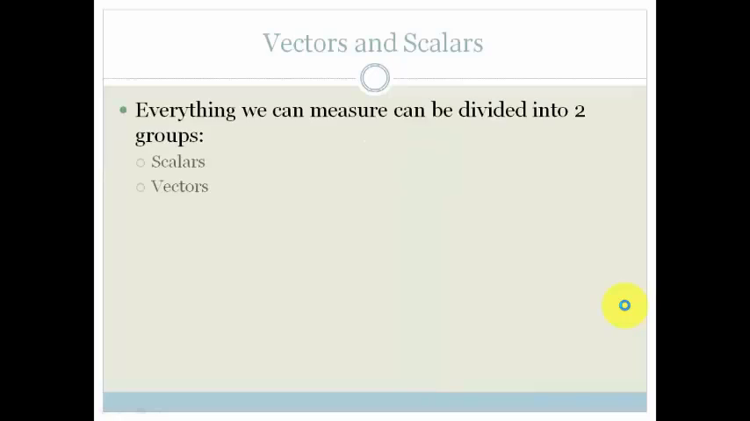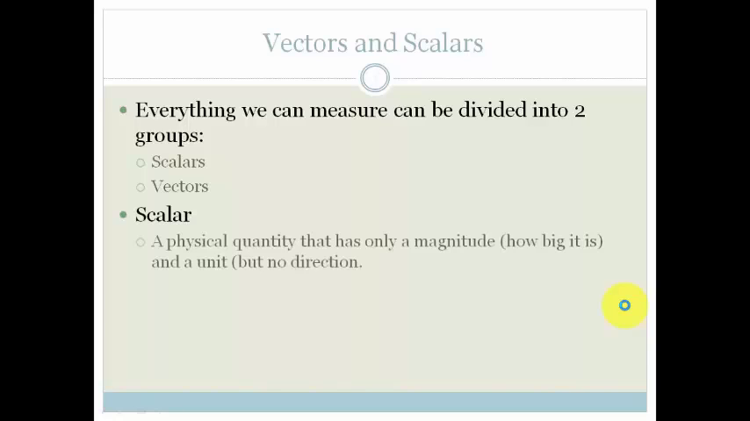So, everything we measure can be divided into 2 groups, either scalars or vectors. A scalar is a physical quantity that has magnitude only. In other words, it just tells how big it is, but there's no direction. So it only tells like 10 kilometers, 3 kilometers, whatever. There's no up or down, sideways, left or right.